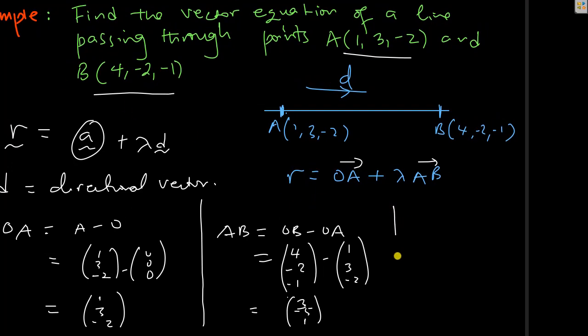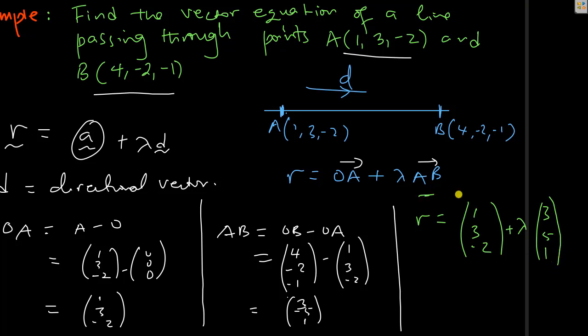Alright, so finally I could just write my vector equation of the line as OA, which is (1, 3, -2), plus lambda times (3, -5, 1). And there is my vector equation of this line here. As you can see, the most important things we need here are the position vector of any point on the line and the direction which the line is taking.